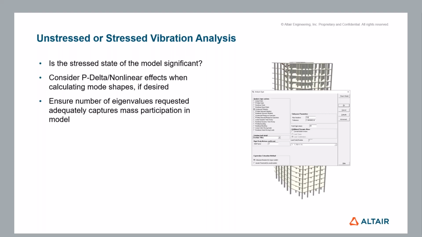Another aspect is to ensure that the number of eigenvalues requested is going to be able to capture the mass participation in your model. And this is something that, again, requires a bit of knowledge of the model, the number of degrees of freedom that you have, and obviously the mass participation. So it might require some investigation to get that right.